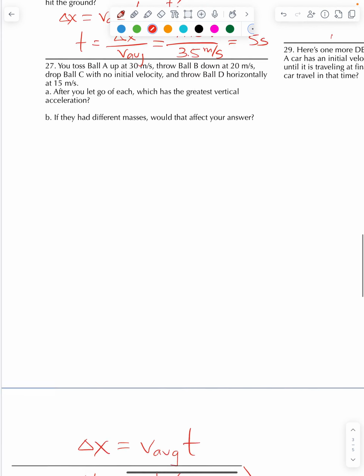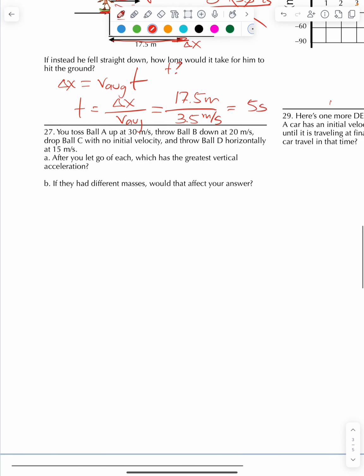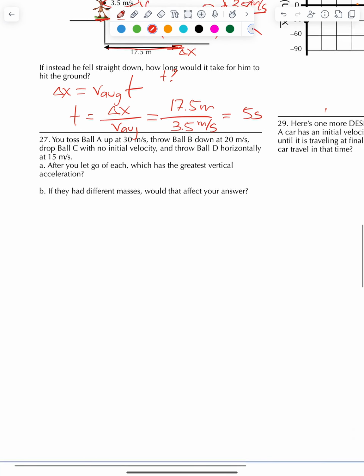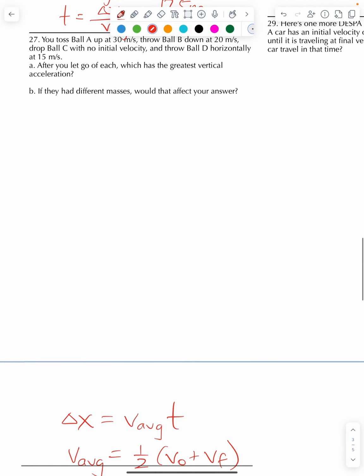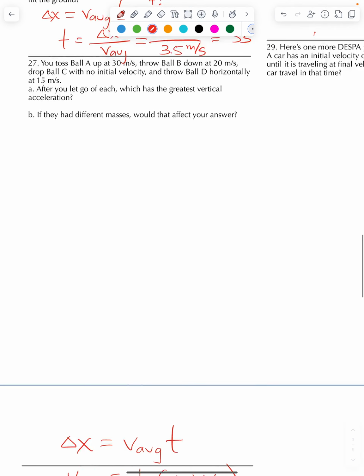Okay, a few more. Oh, this is a quick one. We have one more kind of DESPA one over there. So we're getting close to the end. Hopefully this is close to an hour, not much more.